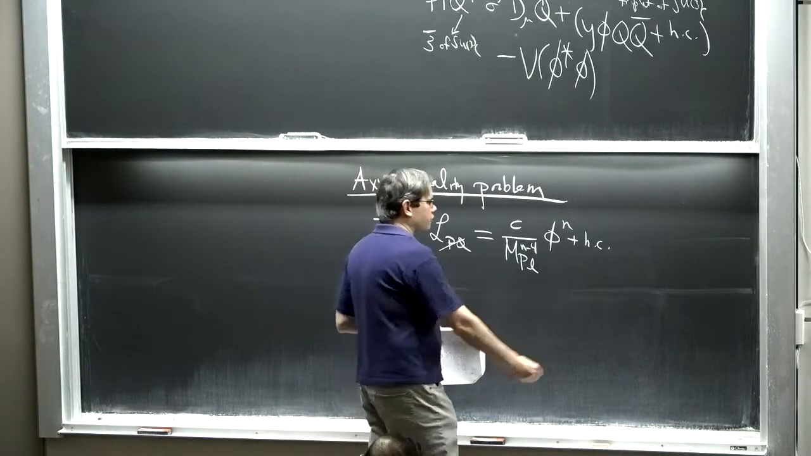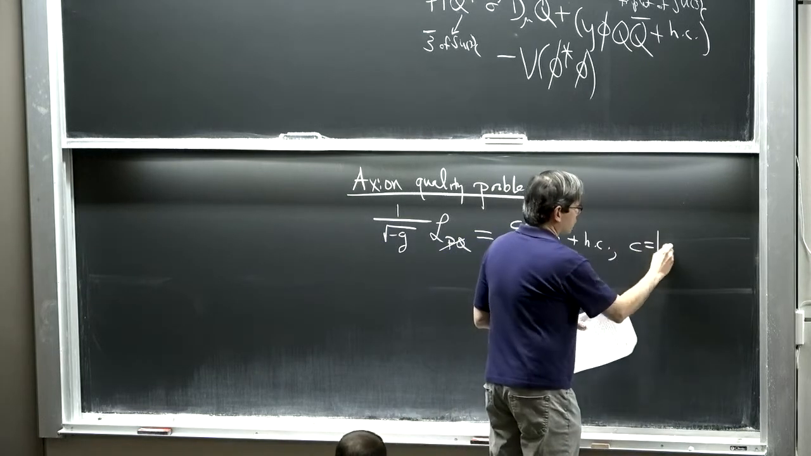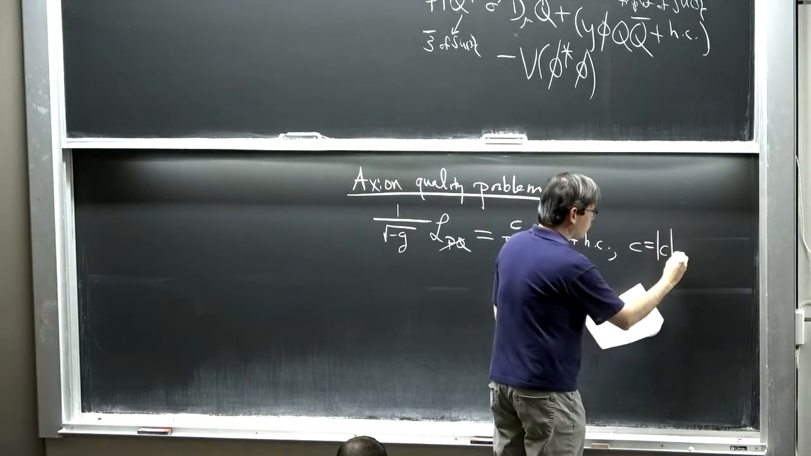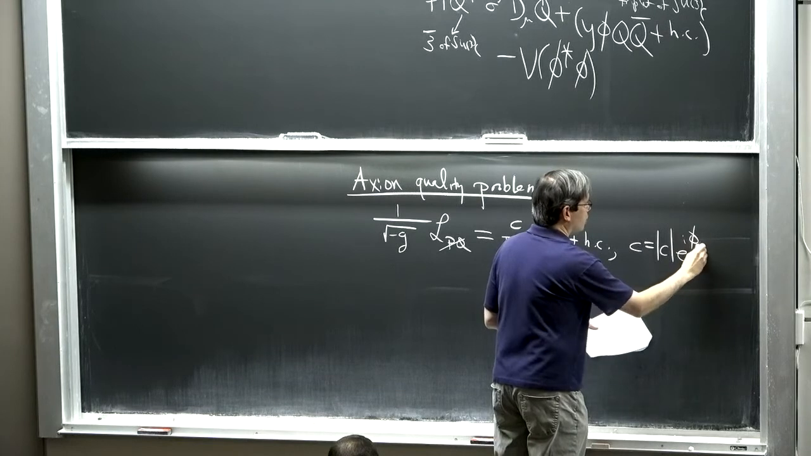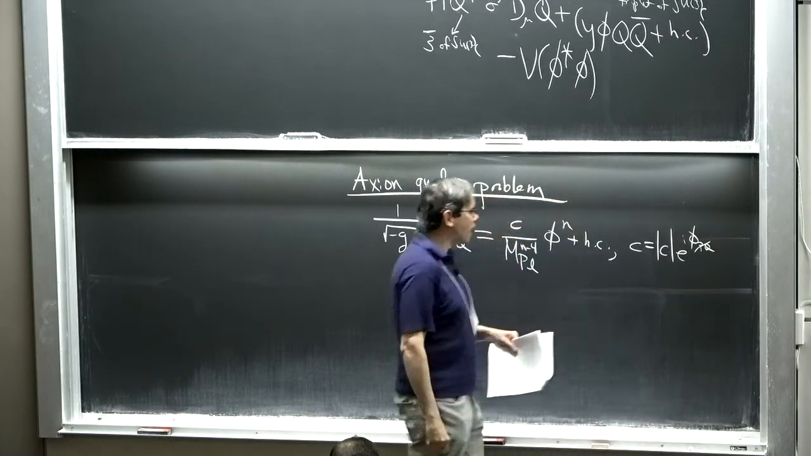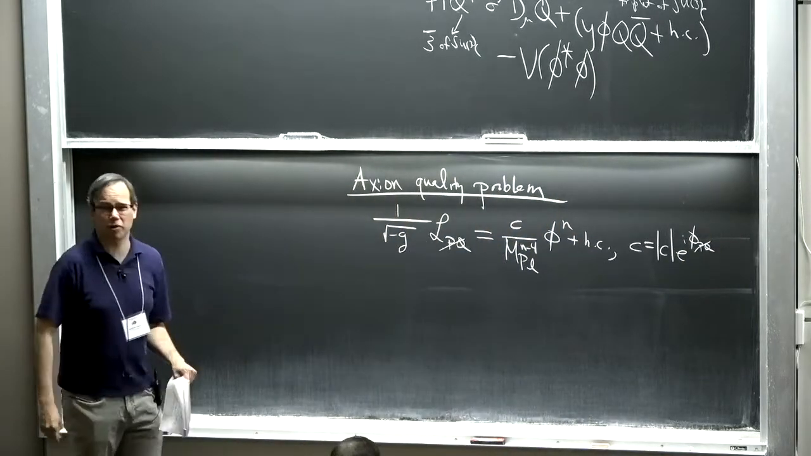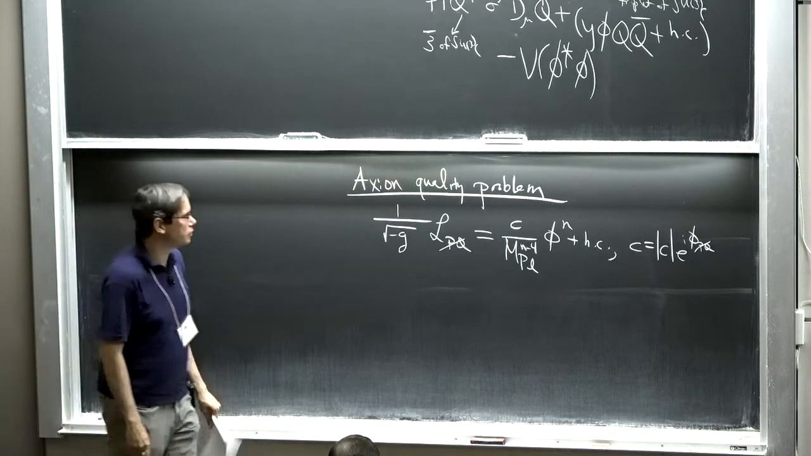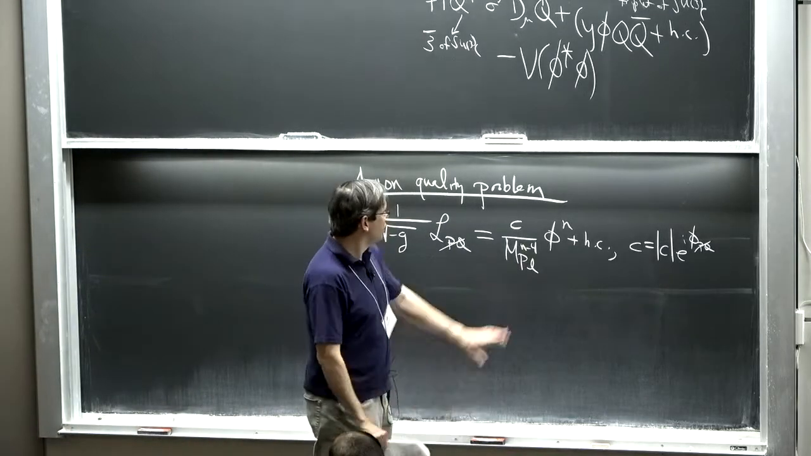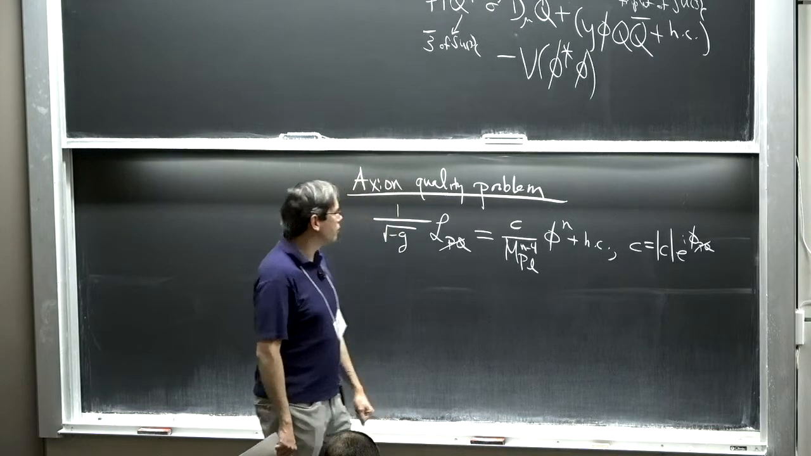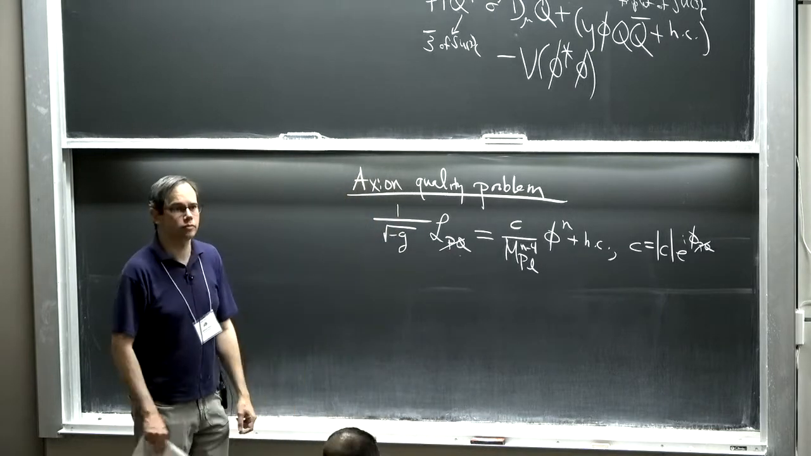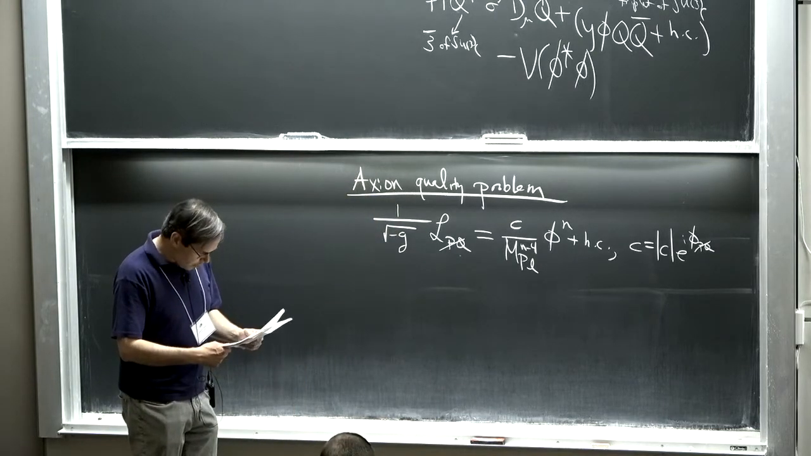And this coefficient c can be a complex number. It's some magnitude times e to the i phi_PQ-slash. The PQ-slash means this breaks the Peccei-Quinn symmetry. Okay, phi was charged under Peccei-Quinn, but if I rotate phi by some phase, I change this term. Okay. So what does that mean?